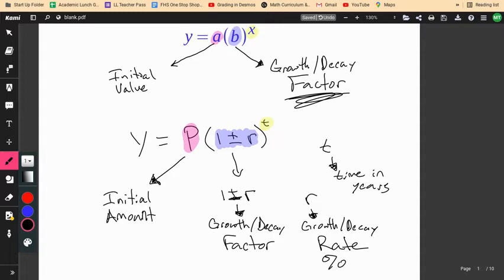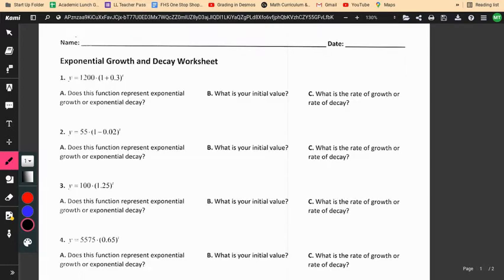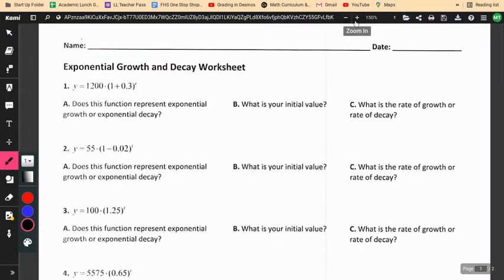So now we're going to hopefully put this together. So we're going to start working out some problems, okay, and trying to label something. So this is where our notes come in handy. All right, so if we're looking at number 1, okay, here I'm given an equation and then I'm asked a few different things. Okay, so here I have an exponential. I have y equals 1,200 times the quantity of 1 plus 0.3 raised to the power of 3. And it says, what does this function represent? An exponential growth, or an exponential decay.